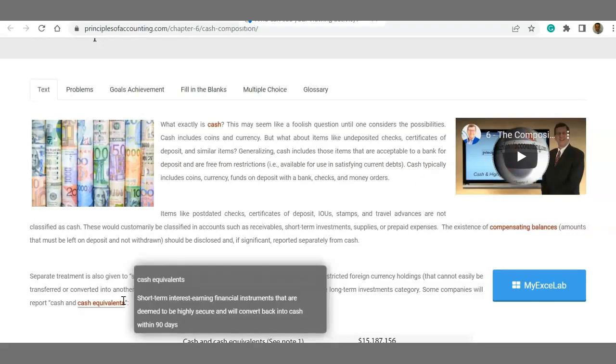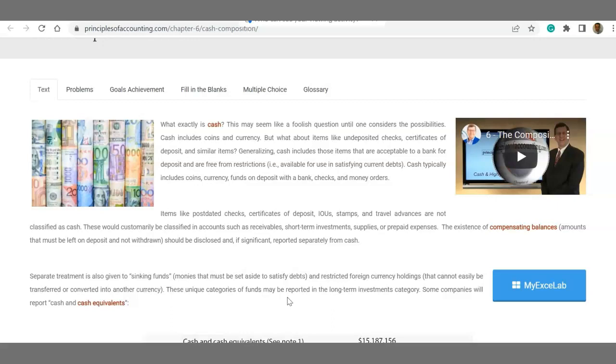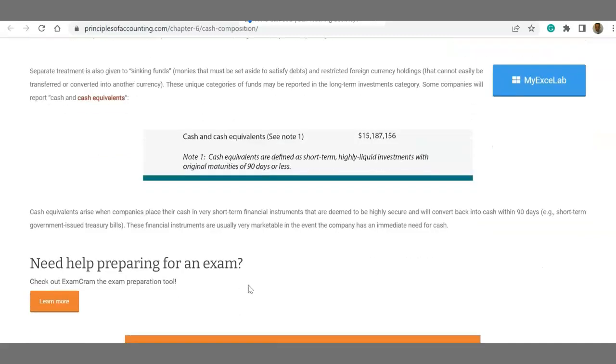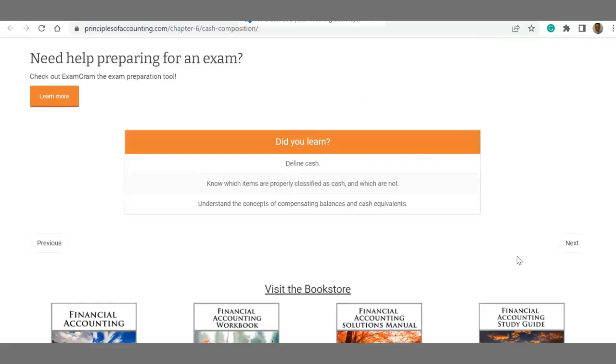What are cash equivalents? You will see in the balance sheet says cash and cash equivalents in one line. That's short-term interest earning financial instruments that are deemed to be highly secure and will convert back into cash within the next 90 days. So those are cash equivalents. Those short-term interest earning investments with the 90 days maturity will be considered as cash equivalent. So you see, like in this balance sheet, you see cash and cash equivalents and says, let's say 15 million. Now you know where that 15 million is coming from. If there's no question, I will move on to the next page.